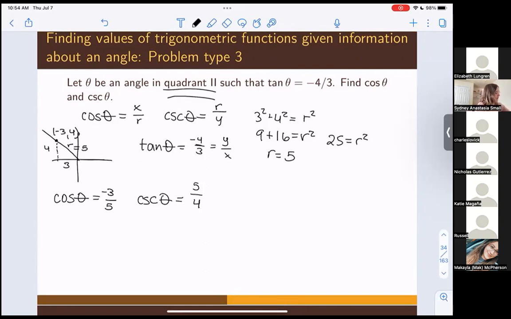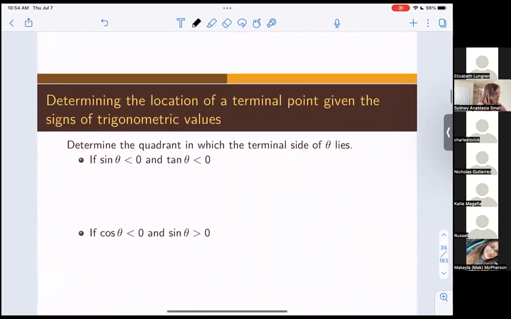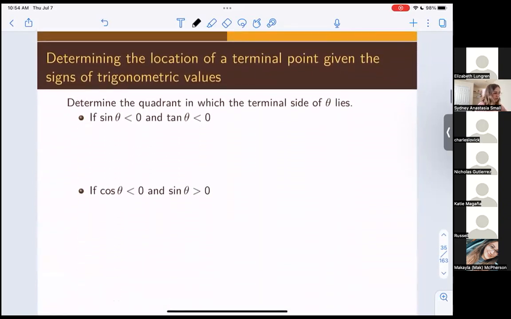Okay, so let's do a bit of a different example with these kinds of quadrants. In other words, determining which quadrant they lie in given certain information. So we want to determine which quadrant the terminal side of our angle theta lies in if both the sine of theta is less than 0, so negative, and the tangent of theta is less than 0.